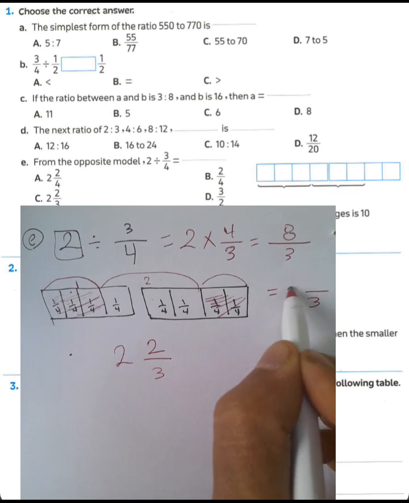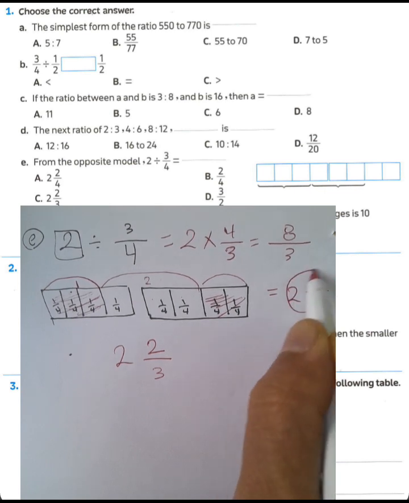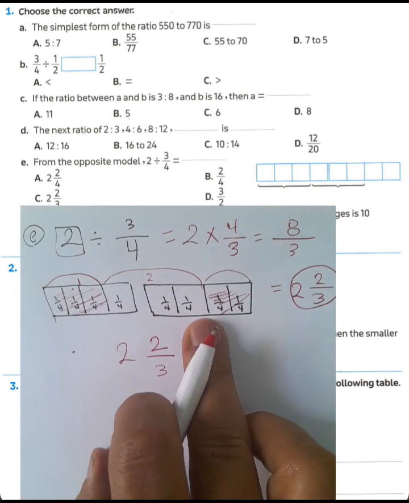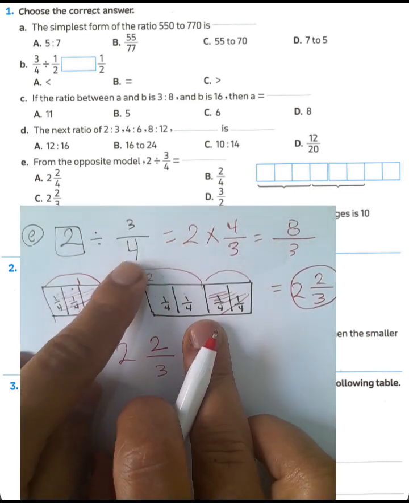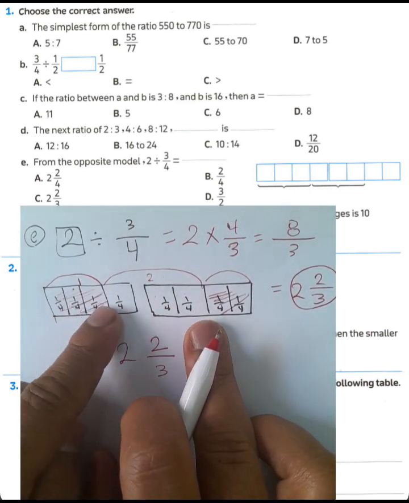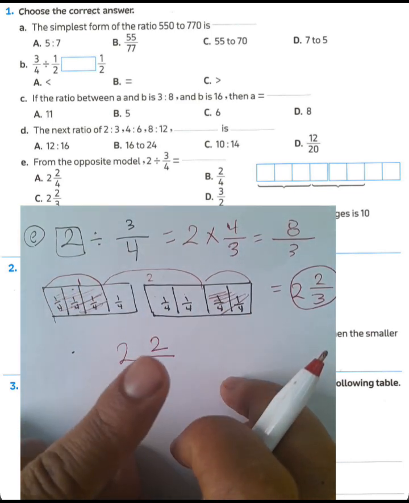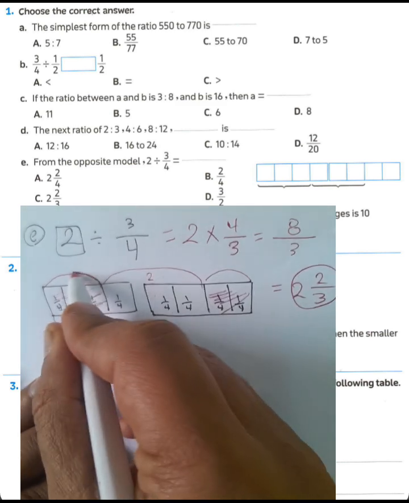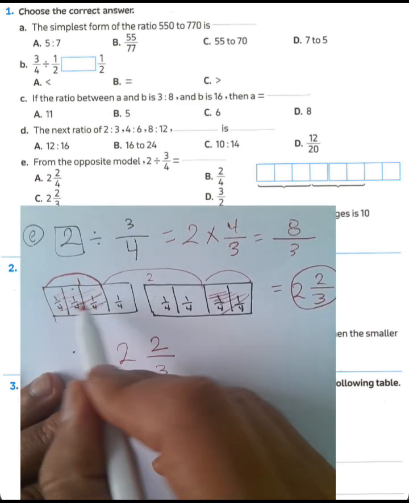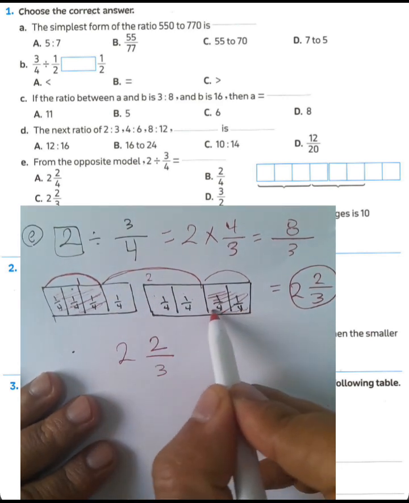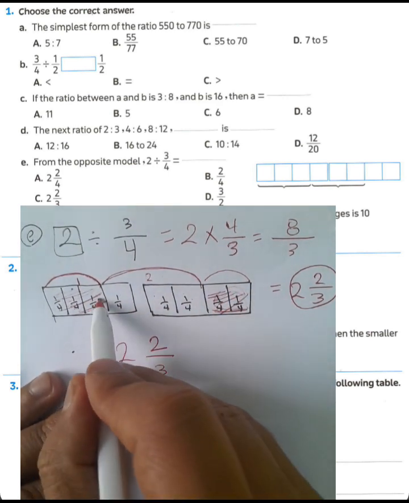2 times 3 equals 6 and the remainder 2. Or you can solve this example by drawing 2 models and dividing each one of them into 4 parts: 1, 2, 3, 4, 1, 2, 3, 4. Count each 3 fourths: it contains 1 whole number here. 1, 2, 3, 3 fourths, 1, 2, 3, 3 fourths, number 2, and the remainder 2 fourths from 3 fourths.